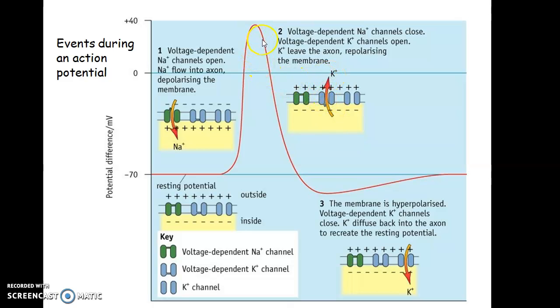That results in again the repolarization of the neuron. The membrane is hyperpolarized at this stage, and then the potassium ion channels close and potassium ions again diffuse back into the axon to recreate the resting potential. From here, first the neuron was polarized, then it became depolarized, then again it undergoes repolarization and becomes hyperpolarized, and again it attains the resting potential.